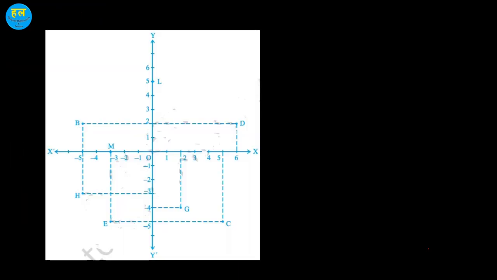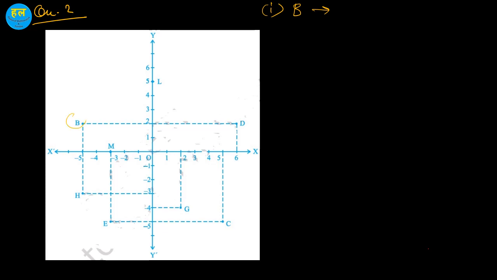Okay, question number 2 of exercise 3.2. What we have here is a figure, and we have to find the following. Point 1, we have to find the coordinates of B. So we have to find the coordinate of B.